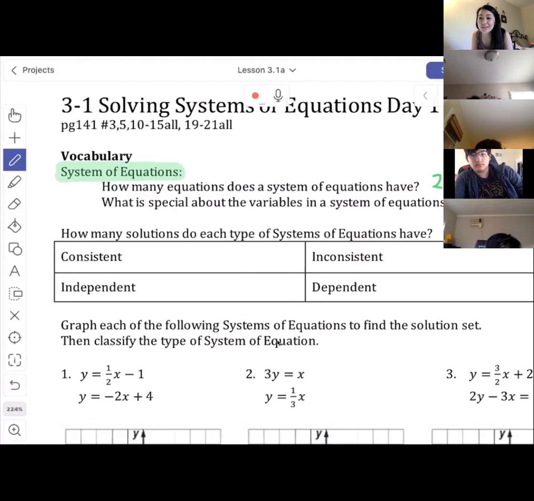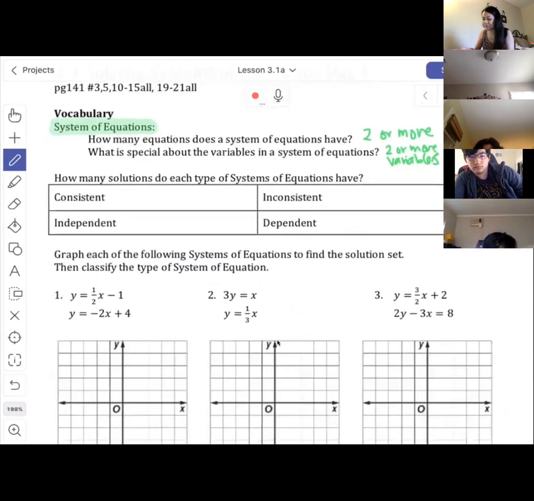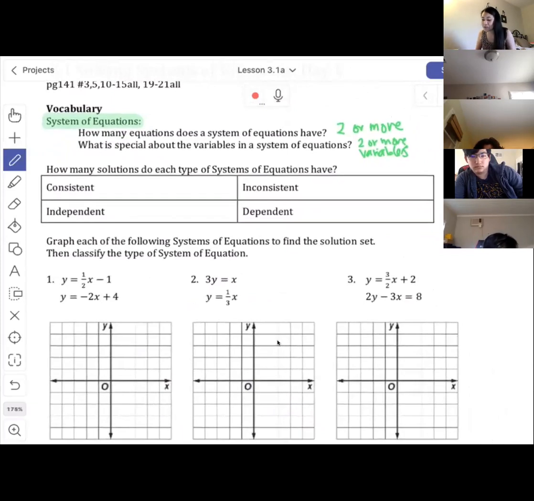All right. And it's not a coincidence that those numbers match. If you have 2 variables, you need 2 equations to solve for both. If you have 3 variables, you need 3 equations to solve for all 3 variables. So that is not a coincidence. All right, so how many solutions do each type of systems of equations have? There are some various answers to that question, so there's different types of solutions in a system.